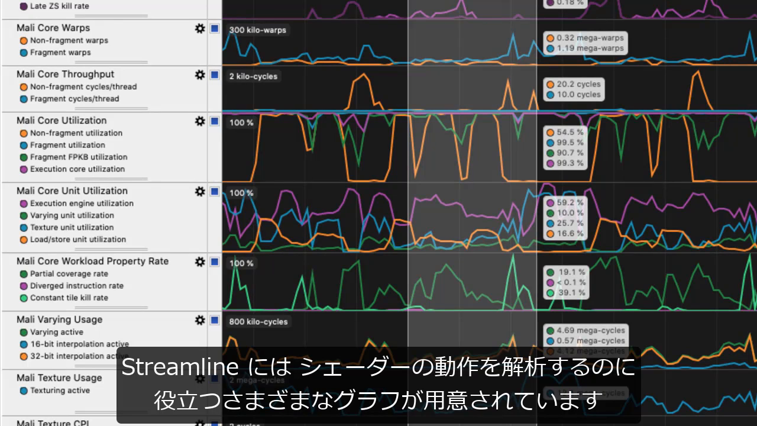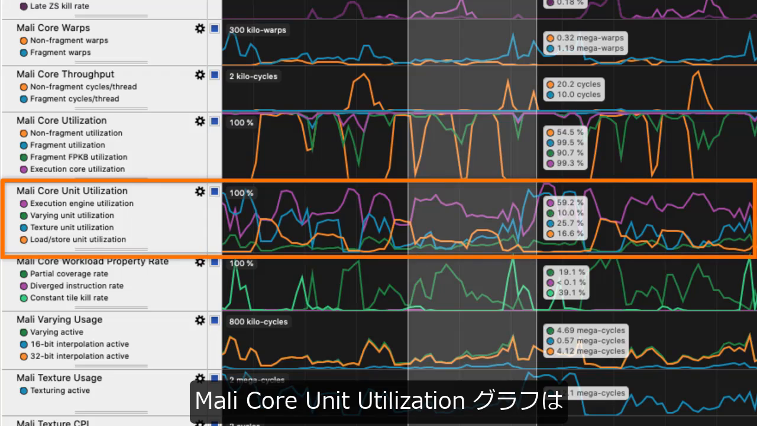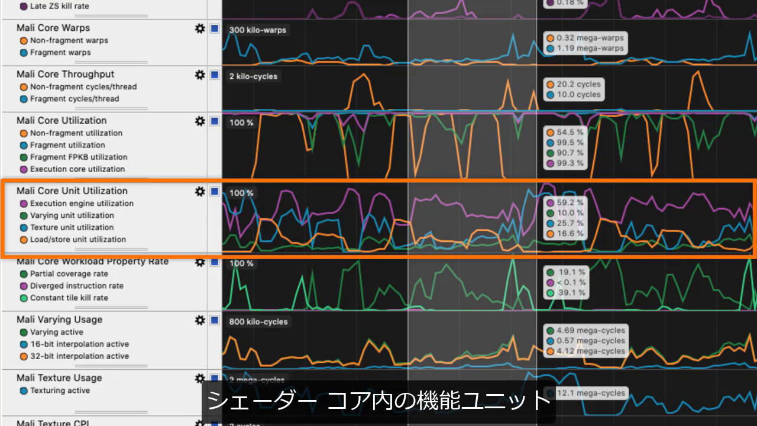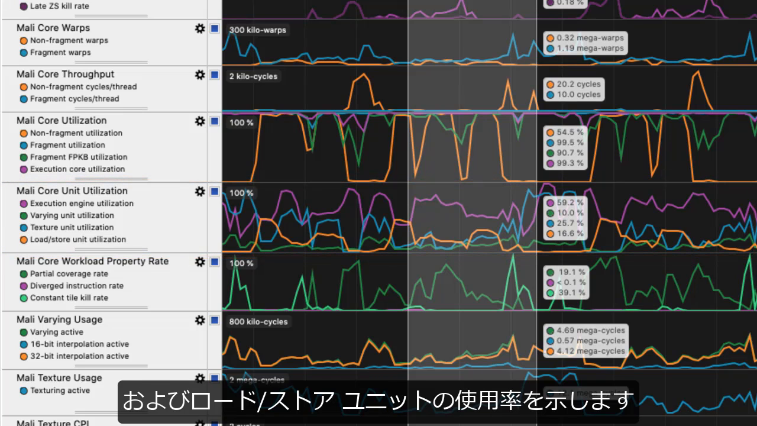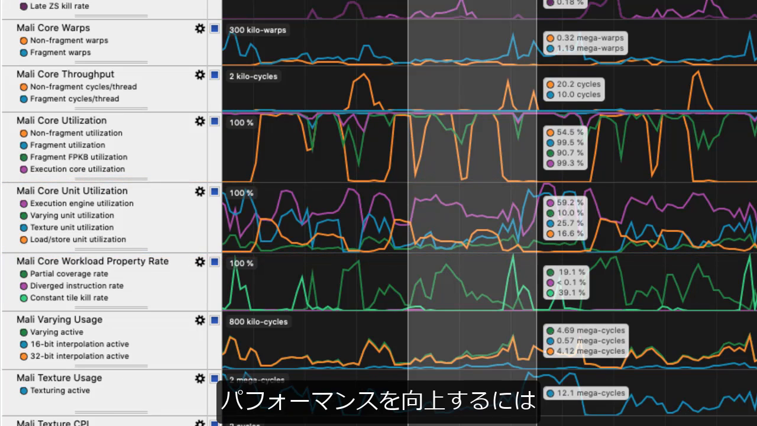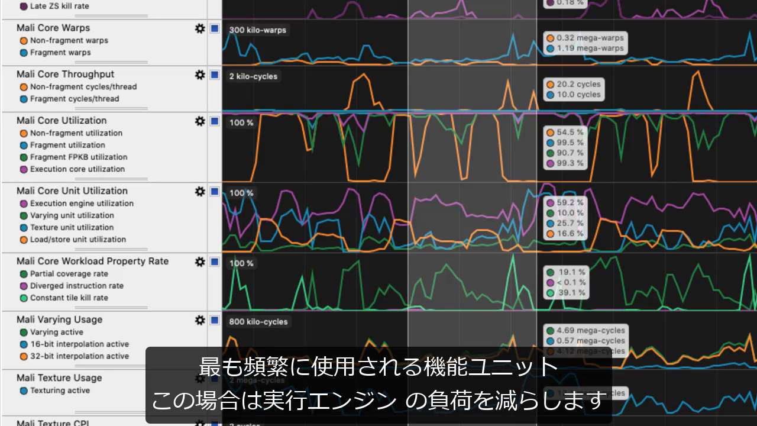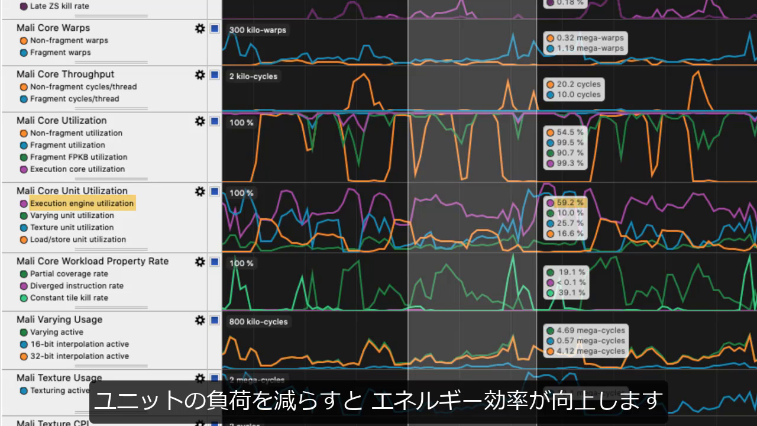Streamline provides a range of charts to help you analyse shader behaviour. The Mali core unit utilisation chart shows the percentage utilisation of the functional units inside the shader core: the execution engine, the varying unit, the texture unit, and the load store unit. To improve performance, you should try to reduce load on the most heavily utilised functional unit, in this case the execution engine, although reducing load on any of the units is good for energy efficiency.